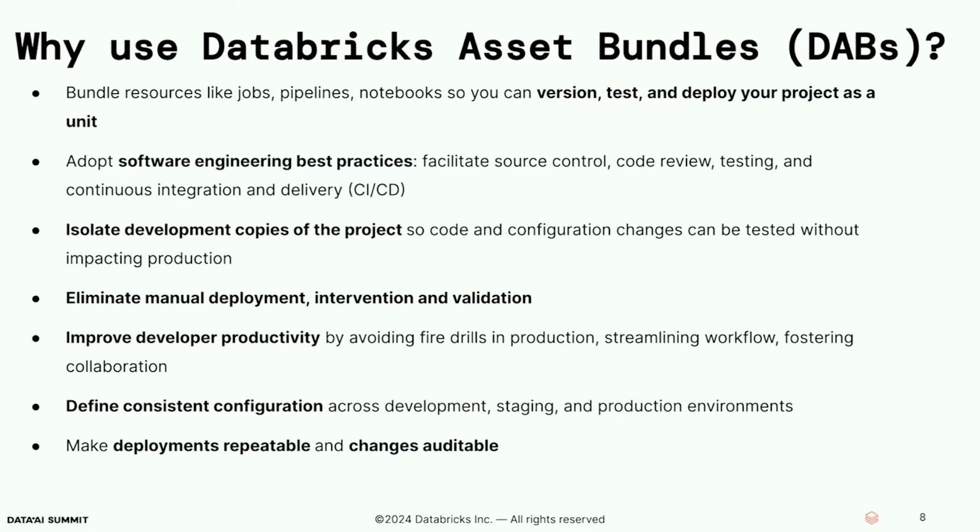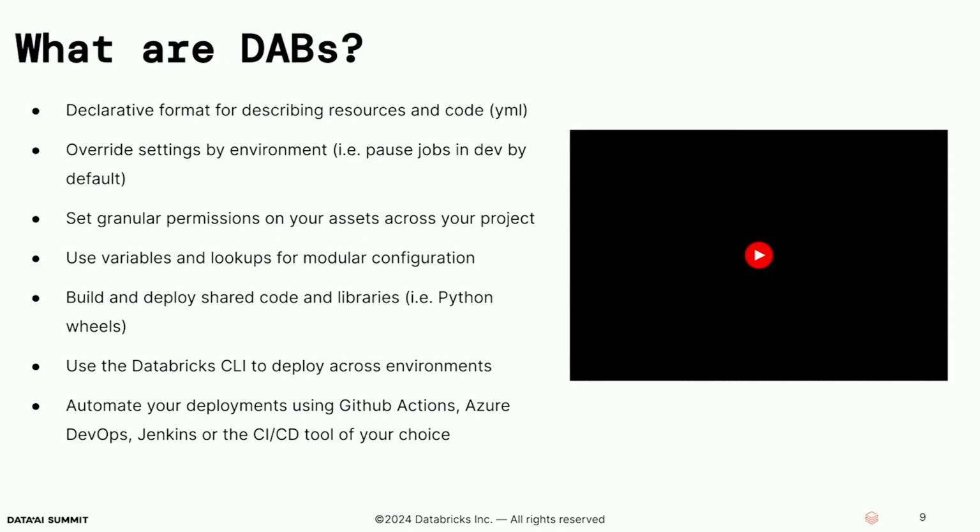As I mentioned, you're writing a consistent configuration once. You can have some overrides, but you're basically writing it once so you can deploy it everywhere. All of this allows you to make your deployments repeatable. You can make them auditable. So what are these? We lovingly call them dabs or bundles. So if that's a moniker that you've heard, it's the same thing.